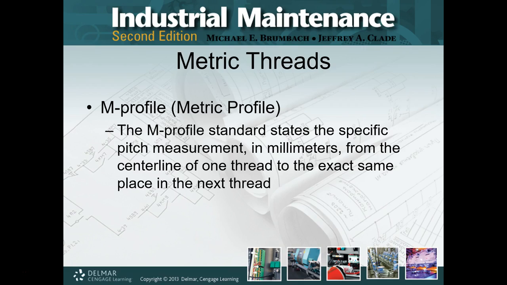So metric threads, it's the M profile. Yes, as the U.S. has become more involved, or is finally opening up to global commerce, we're going to see a lot more metric. The M just means it's metric, and we're looking at a pitch measurement in millimeters, and the pitch is from the center line of one thread to the other thread. We're also looking at the diameter, and they have a pitch diameter, which is the next slide here.